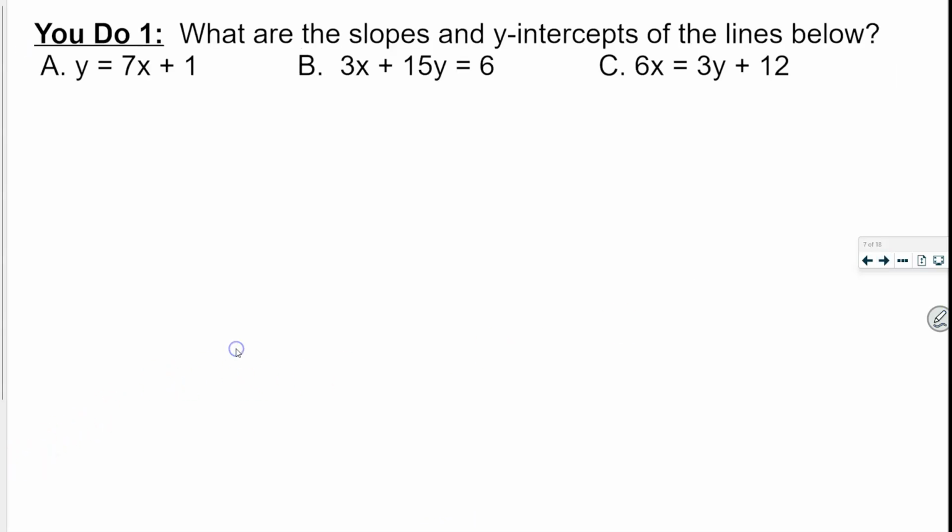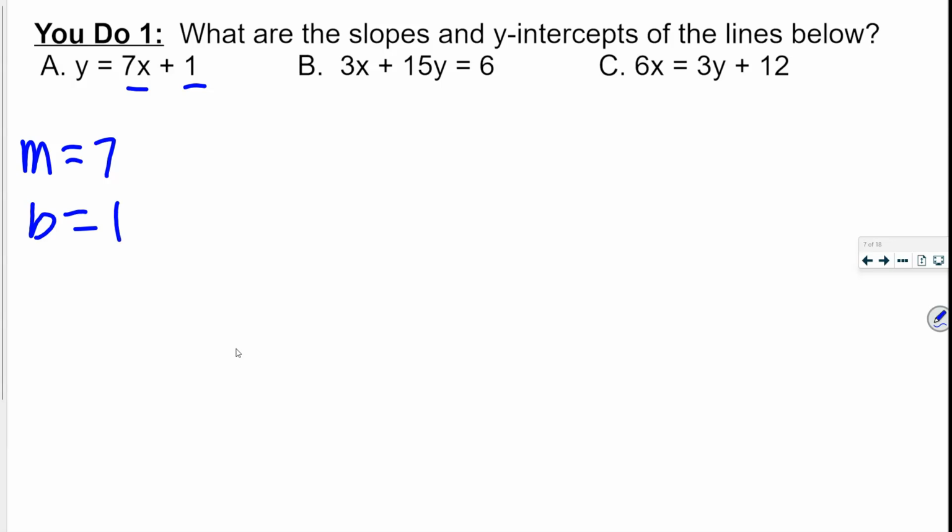All right, so on this next one, I want you guys to do it. So come back to me when you're done with this. Pause the video now. Come back when you're done. So here our slope, remember, it's attached to our x. That's going to be 7. Our y-intercept is going to be our constant, so that is going to be 1, okay?